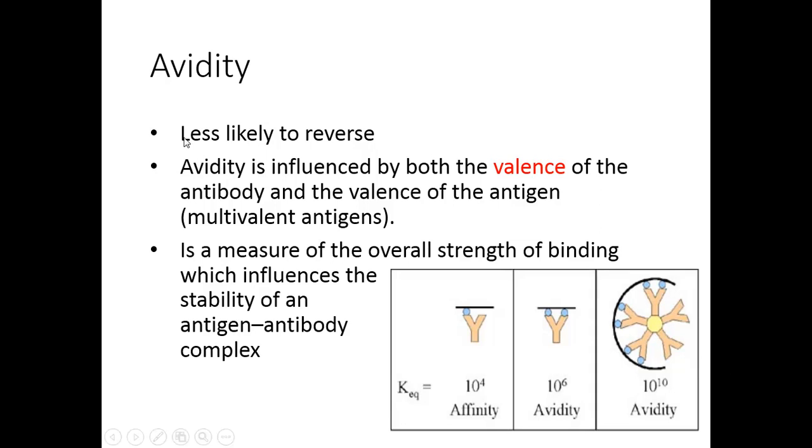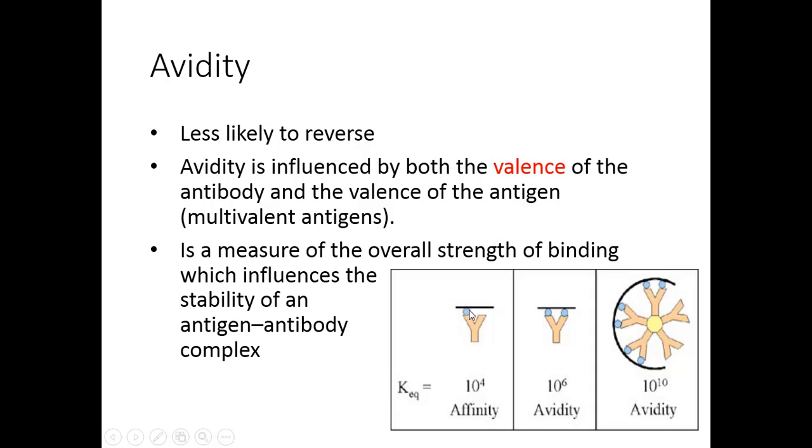And so what do we know about avidity to sum this up? Avidity becomes less likely to reverse because you're binding more FAB sites to the antigen. The number of bonds that take place influences the overall strength of the binding and thus really the stability of that antigen-antibody complex. So avidity is influenced by the valence of the antibody, and this is why it was important for us to have multivalent antigens, as well as the valence of the antigen.